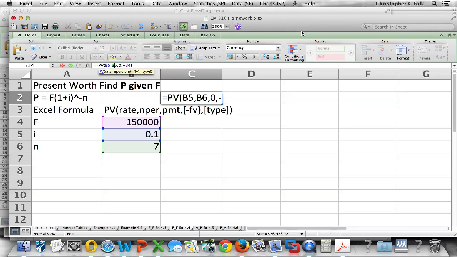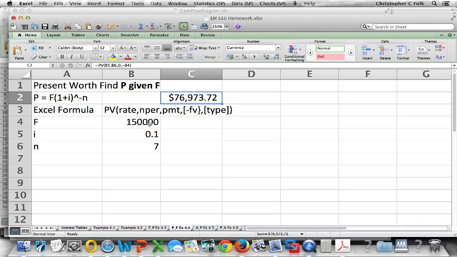Keep moving over. B6 is the number of years, NPER, N-per. And then finally B5, and B5 is the rate, the interest rate. So there you go. That's how these work. I'm going to cancel out of this one.